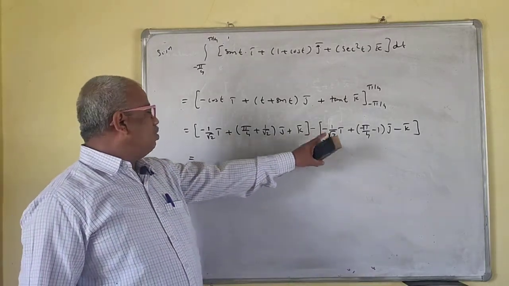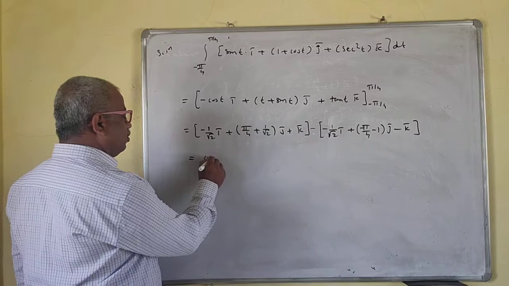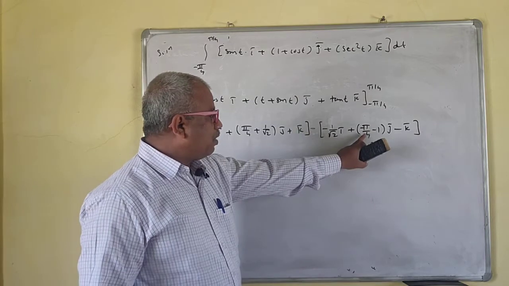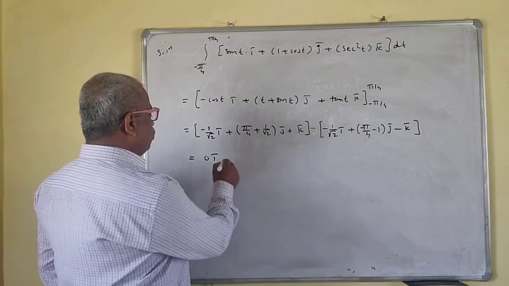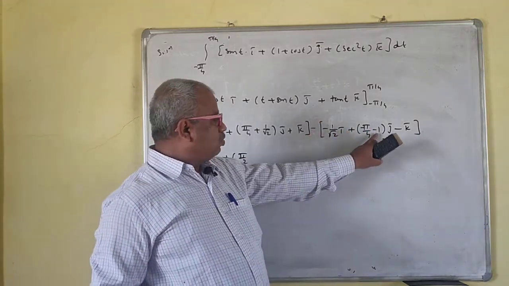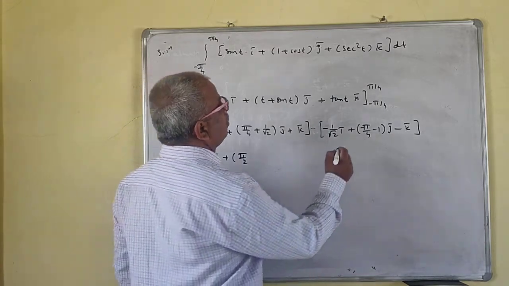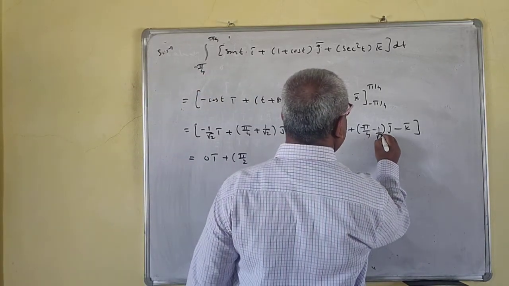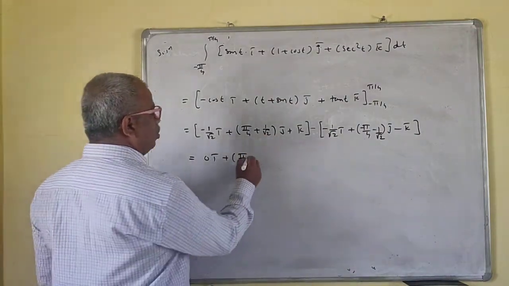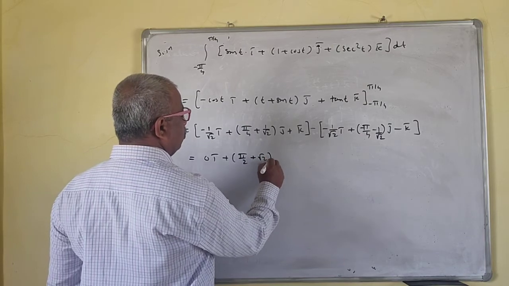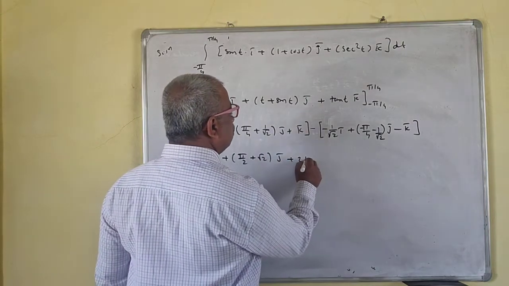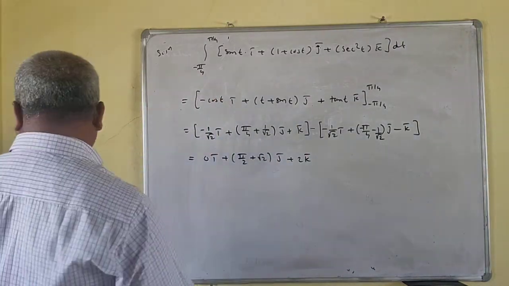This becomes plus now, this is minus, so this is 0 i bar. Then this minus becomes plus, and this pi by 4, so this is pi by 2. Again this minus becomes plus, so this is plus 1 plus 1 by root 2. Plus 1 by root 2 is 2 by root 2, and 2 by root 2 is root 2 now, j bar. Plus 2 k bar.